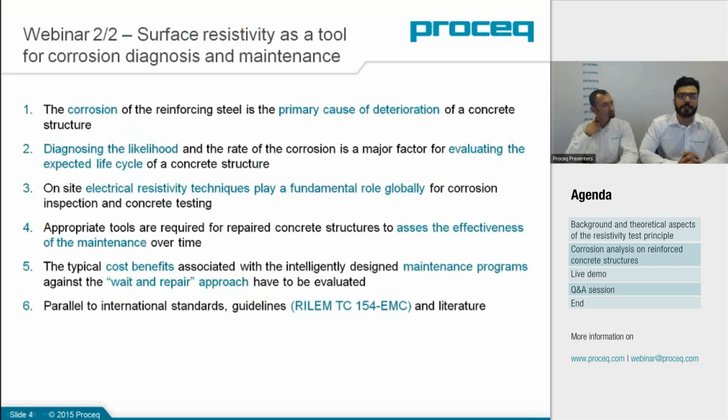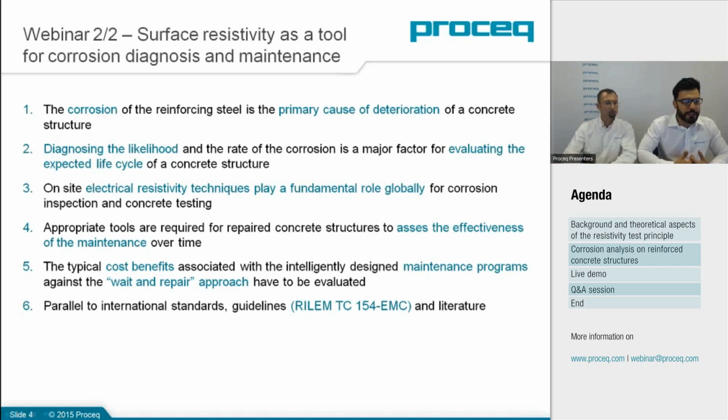Today's webinar is the second session in our Resistivity webinar series. Some of you might have joined us on Tuesday, where we talked about the principle of resistivity, and we focused a little more on lab-based testing. Today we're going to highlight surface resistivity as a tool for corrosion analysis and maintenance, mainly for existing structures and on-site testing.